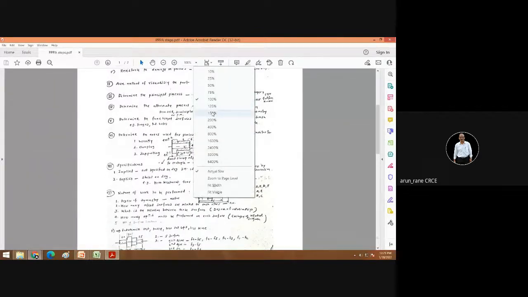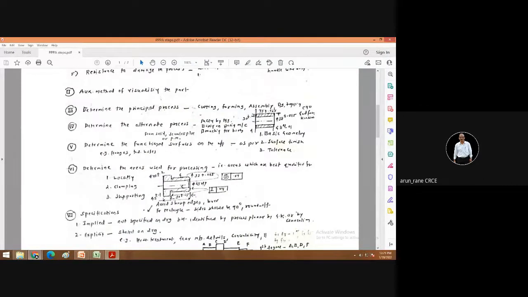Take a closer look here on this bush. Now this bore is finished to diameter 25H7. All right. And it is mentioned on this OD that G stands for grinding. This is another way of showing surface finish. And the bore is ground.